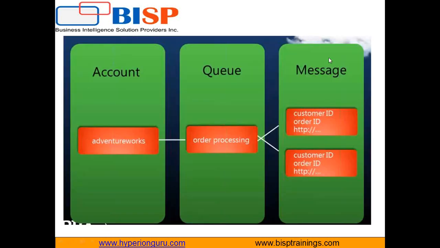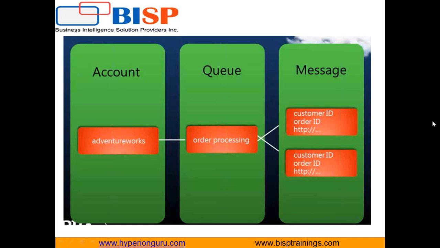I have tried to explain queues by using this example with the help of this image. You see that we have an account, the AdventureWorks account, and this AdventureWorks account requires order processing. So there is a queue named order processing, and in this queue we have multiple messages. We can have more than one message in a queue. Like this, I am going to create a program in .NET, and by using that program I am going to create a queue in a storage account in the Azure network, and send or store messages into that queue.